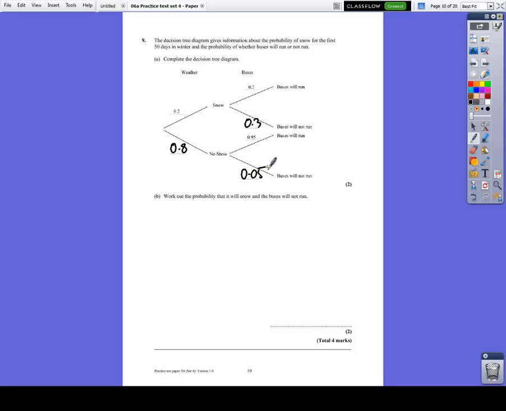It says work out the probability that it will snow and the bus will not run. So snow and not run is down this one, so we need to multiply these two together. 0.2 times 0.3 is 0.06.